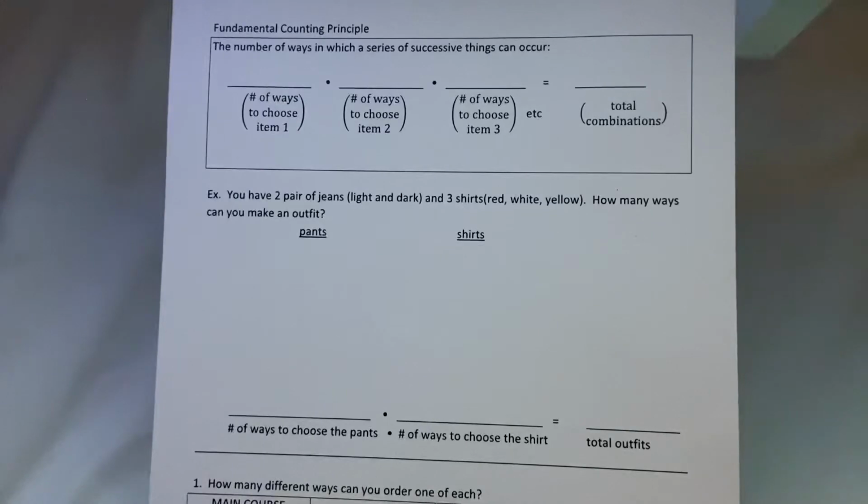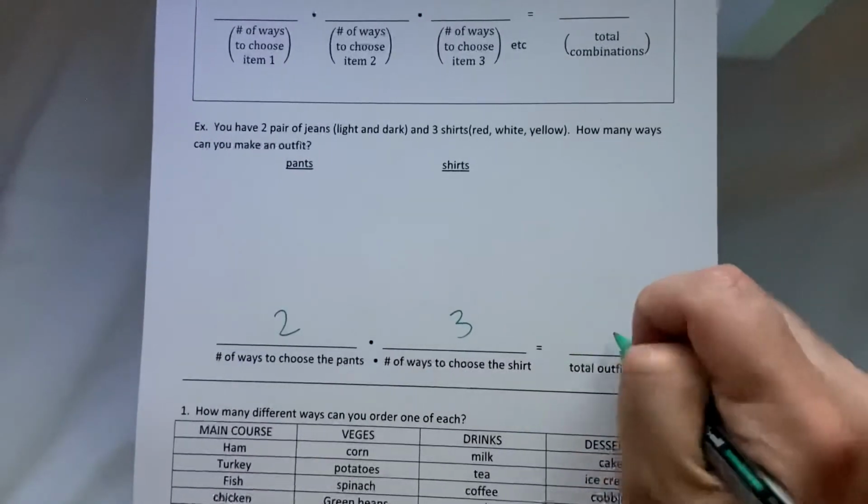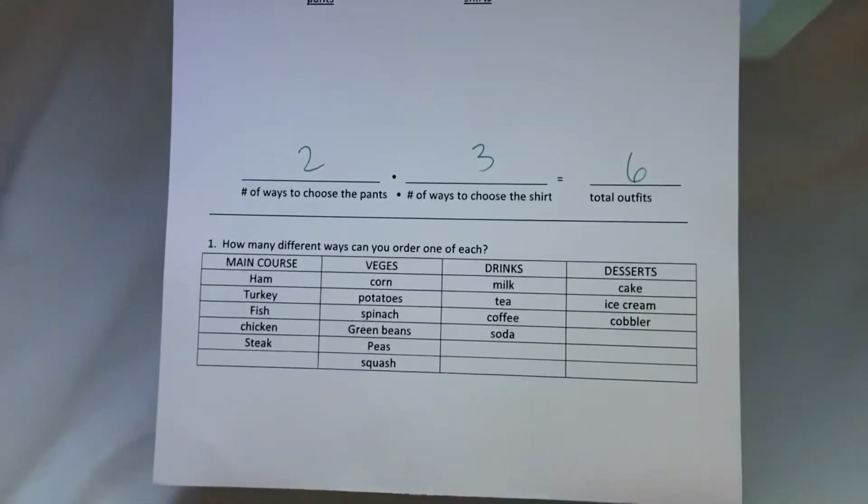As an example, you have 2 pairs of jeans and 3 shirts. How many ways can you make an outfit? 2 pants, 3 shirts, 2 times 3 is 6. It's really that simple.